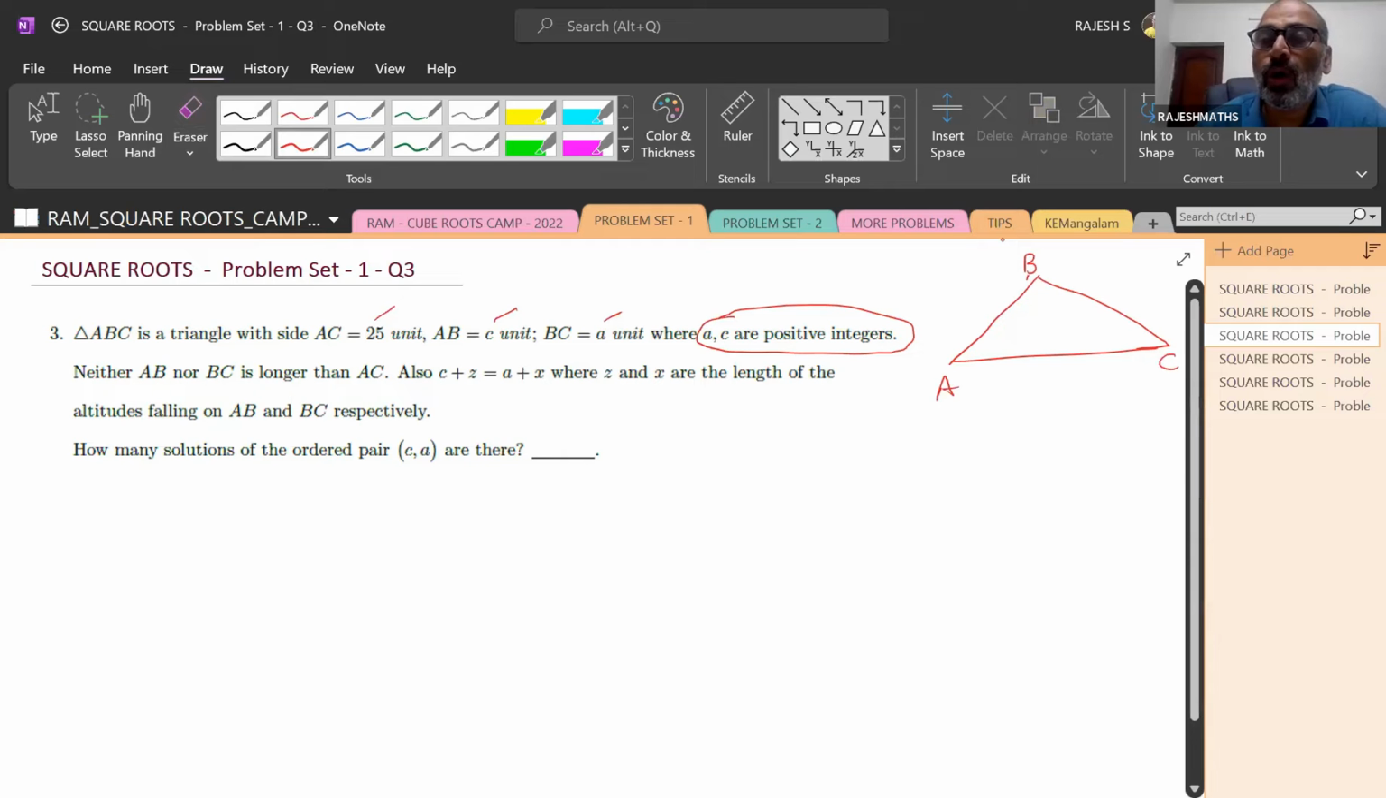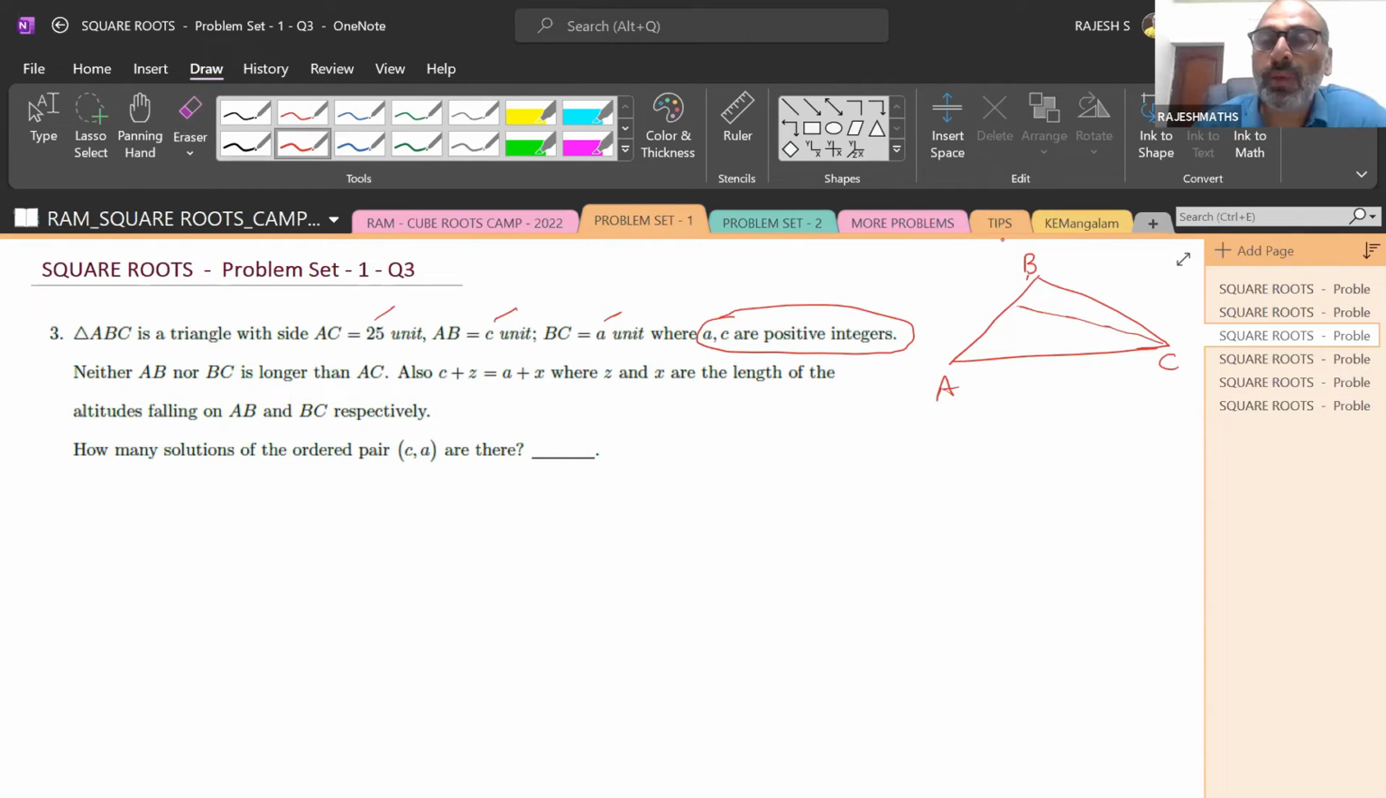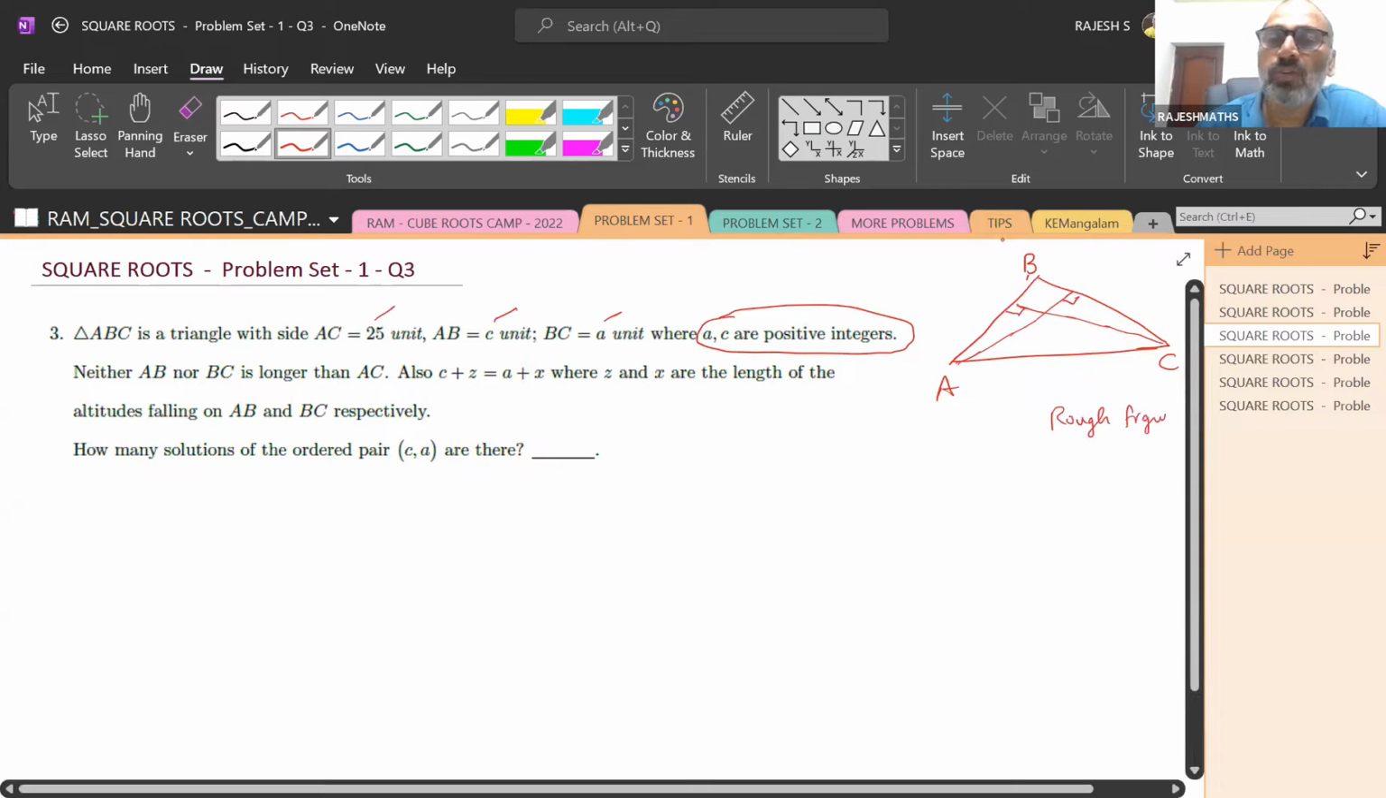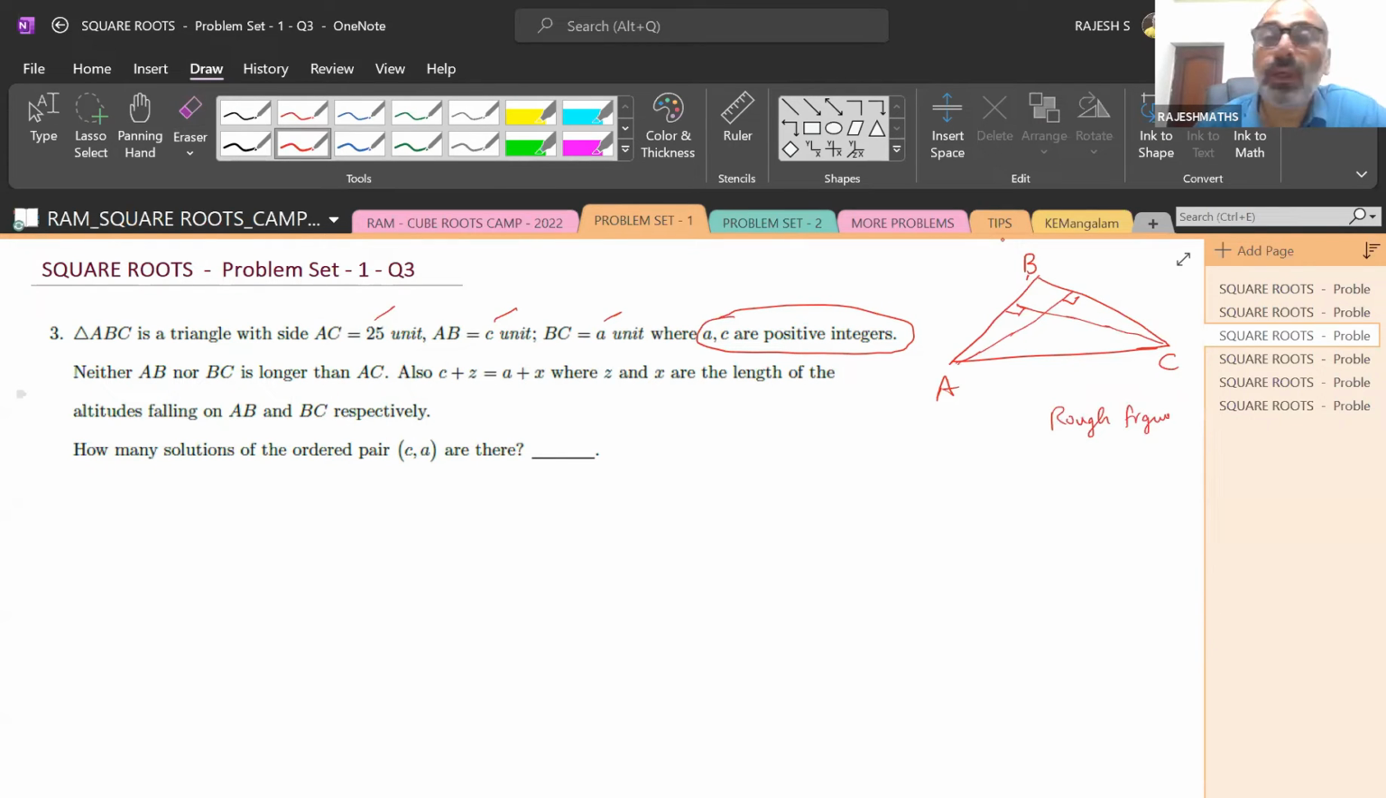So I have got height. Height is falling on AB and it is falling on BC. Height may be falling outside also. This is a rough diagram because the height may fall inside or outside. So the height falling on BC. BC is X. So this fellow is X. And the height falling on AB, that is Z. This is Z.